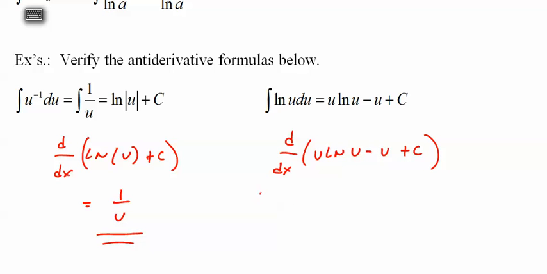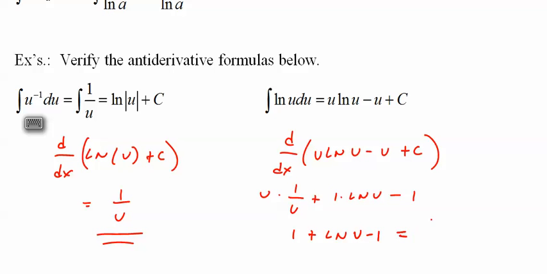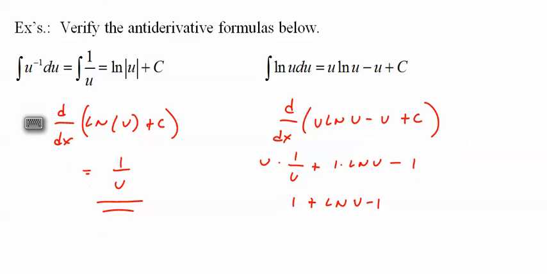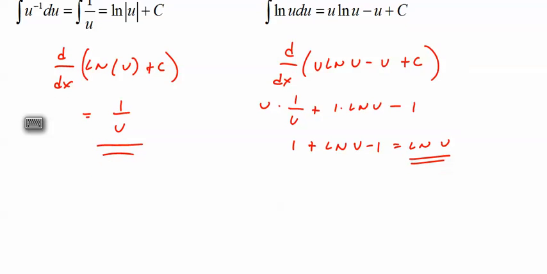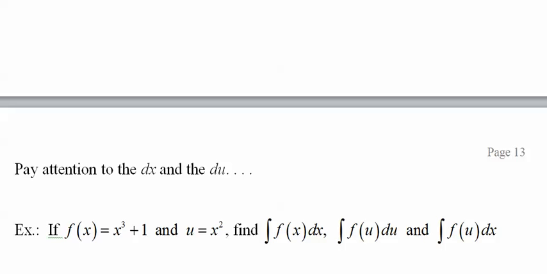Chain rule it. U times 1 over u plus derivative is 1 times, leave it, ln of u, minus 1, and the constant vanishes. We get 1 plus ln of u minus 1 equals ln of u. That's about it. I haven't memorized that formula yet, but I intend to.